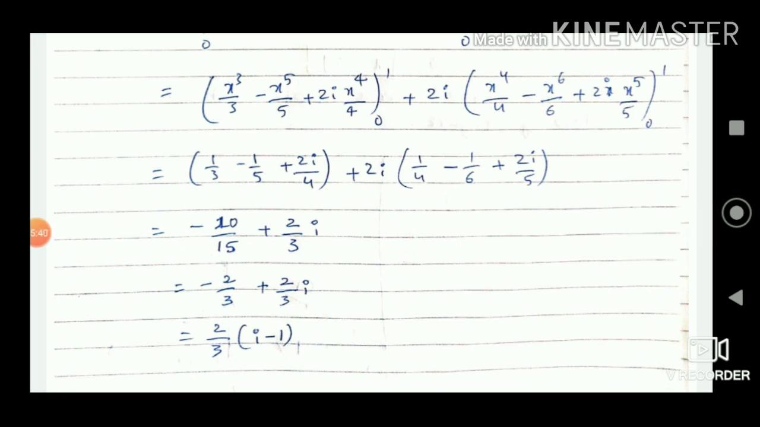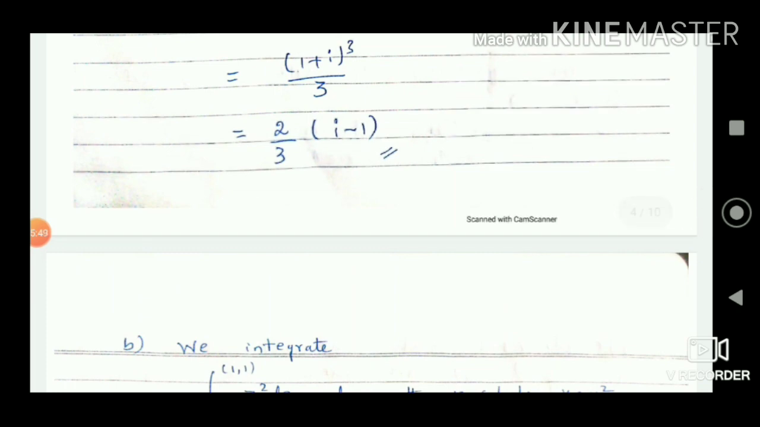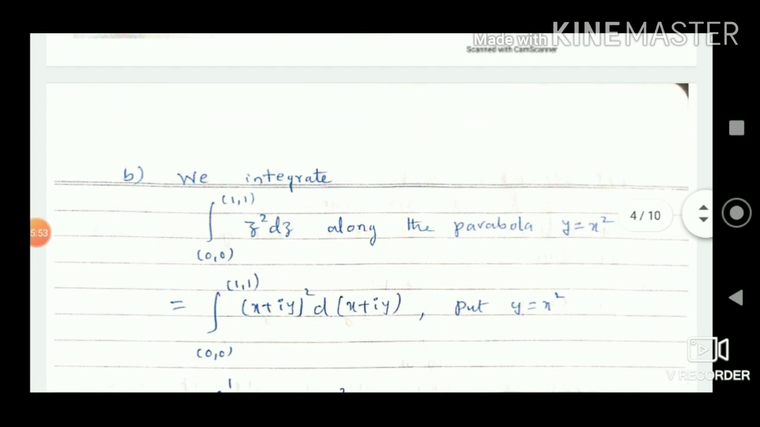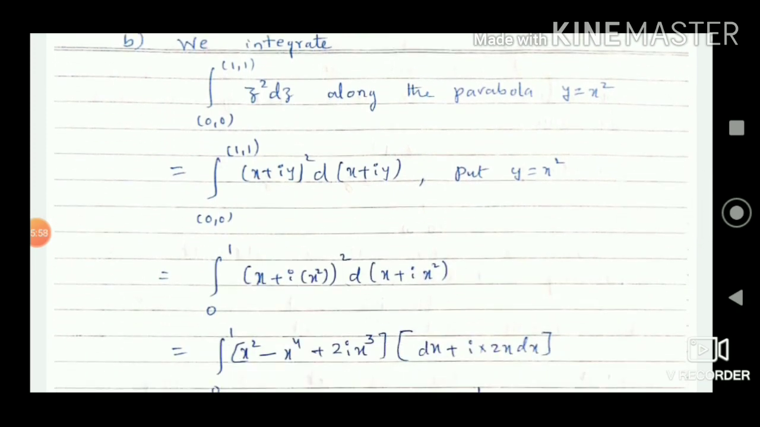There is a surprising thing: 2 by 3 into i minus 1 is the answer obtained in B, and it is the same as the answer obtained in A, if you observe, 2 by 3 into i minus 1. So is it just a coincidence, or is it a property of such complex valued functions? Let us see this part very closely.